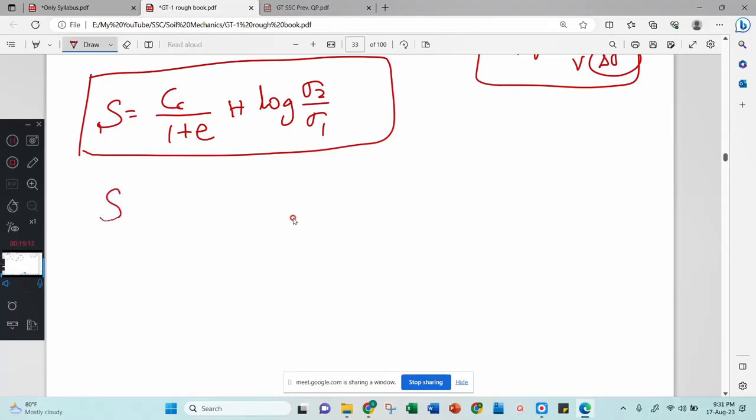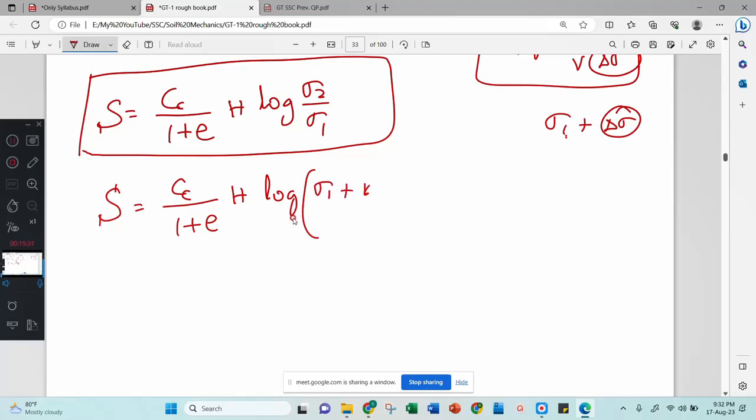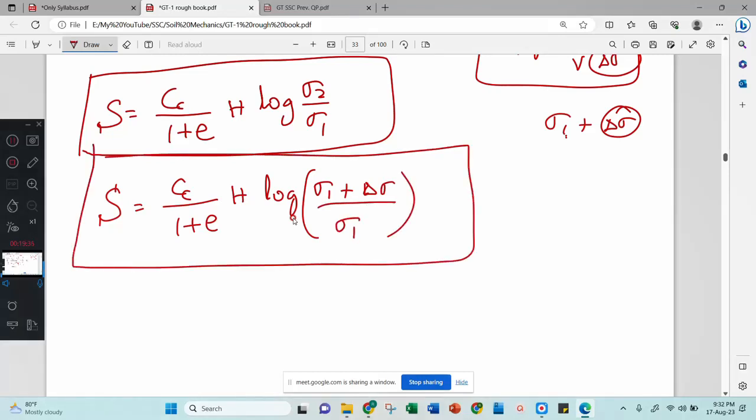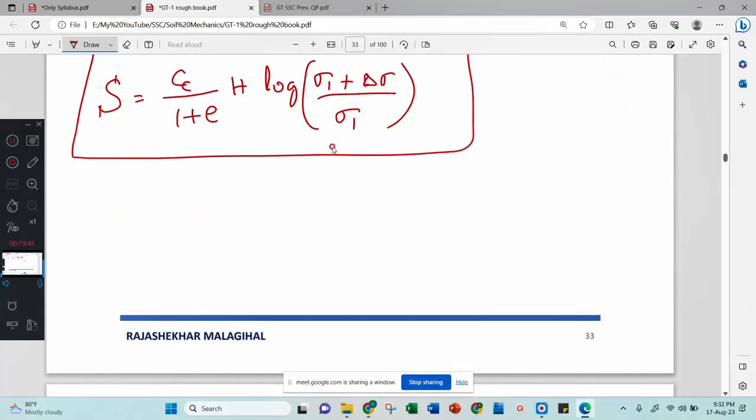Then this again you can alter it like Cc divided by 1 plus e into H into log of this sigma 2. Sigma 2 means what? Sigma 1 plus addition of something. On sigma 1, you added something, therefore that becomes sigma 2. Therefore, log of (sigma 1 plus delta sigma) divided by sigma 1 is your equation for settlement. This is the equation for settlement. Okay, now very interesting. Now slowly I have entered into the settlement chapter.